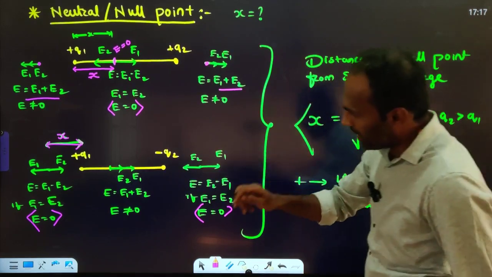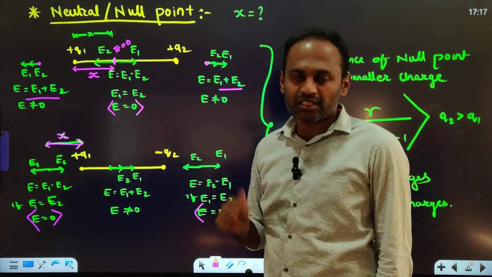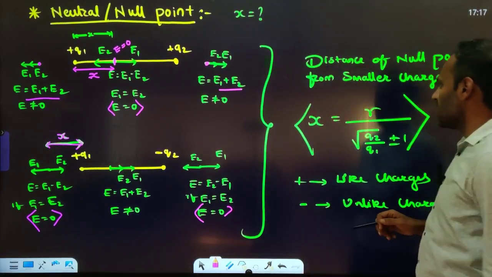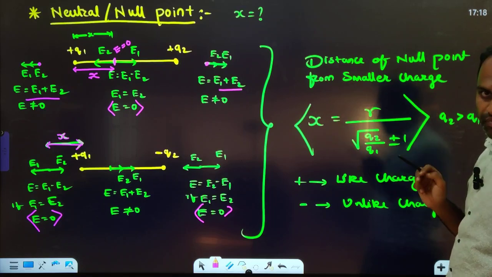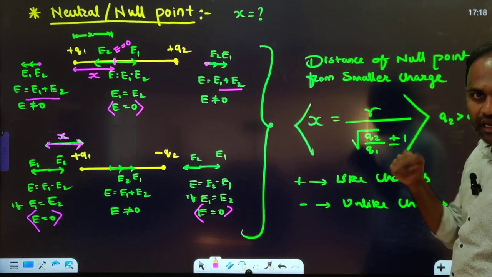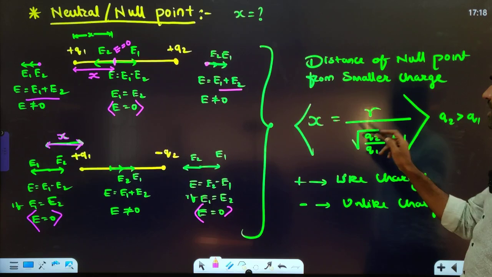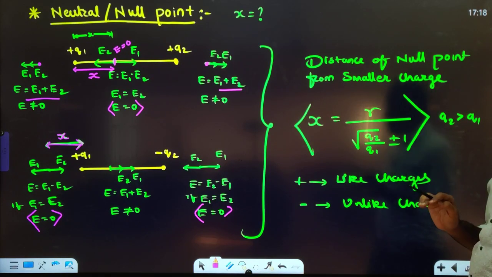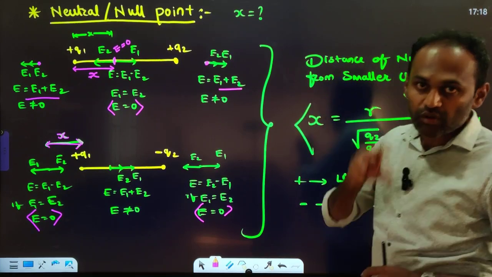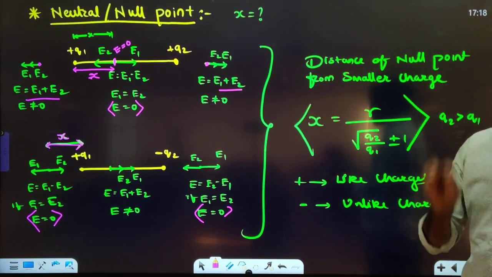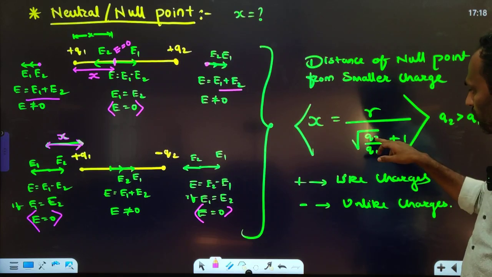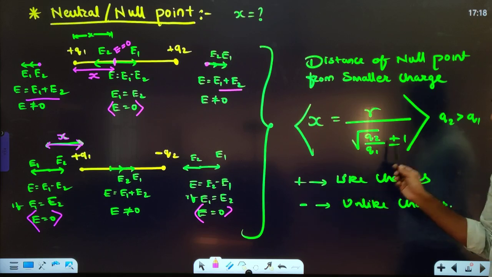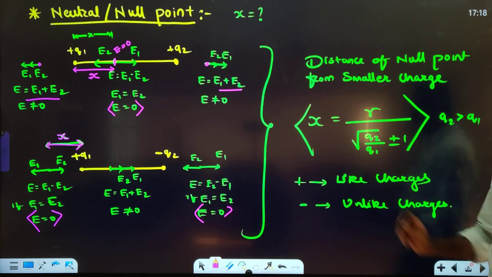from the smaller charge. See, here there are two charges Q1 and Q2. Taking the smaller charge as Q1, from the smaller charge this formula will give you the distance of the null point. The formula is: r divided by root of Q2 by Q1 plus or minus 1. In this formula, Q2 is the greater charge and Q1 is the smaller charge. So whatever charges are given in the question, take the greater charge as Q2 and the smaller charge as Q1. Substitute Q2 here and Q1 here, and take plus for like charges. If there are two like charges, take plus, the plus or minus is here. If there are unlike charges, take minus.